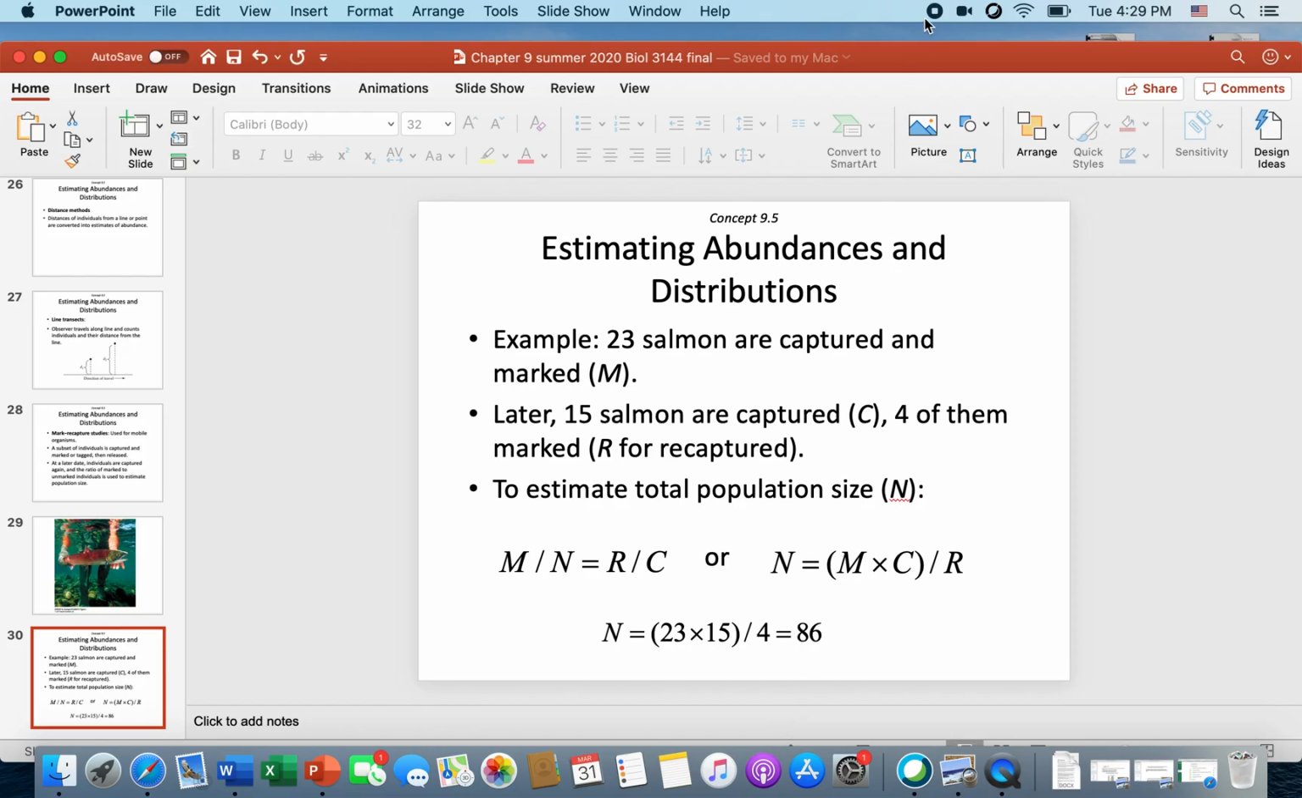Okay, thanks for talking about populations. We will pick back up talking about how populations grow, looking at the human population in Chapter 10, which is coming up next.